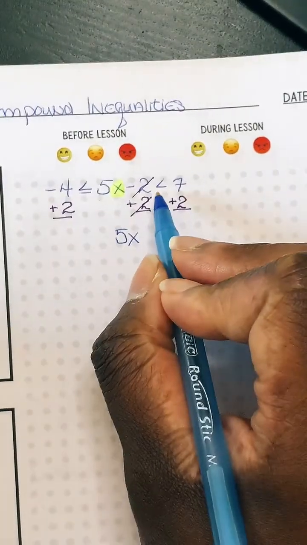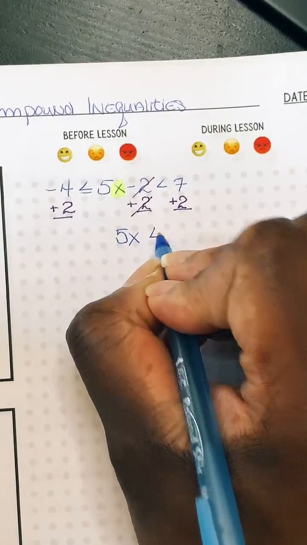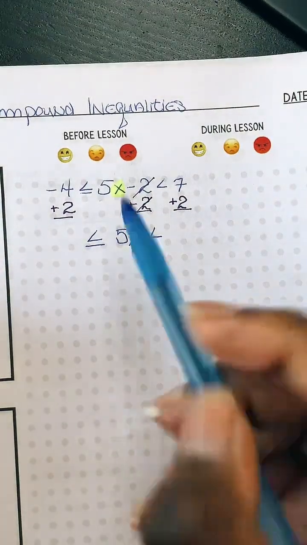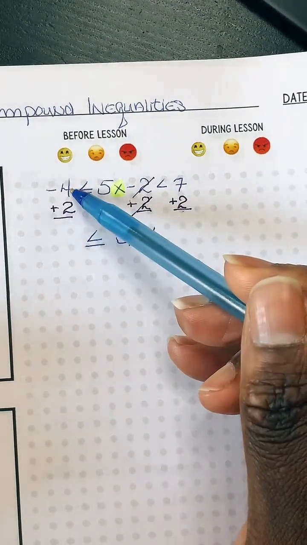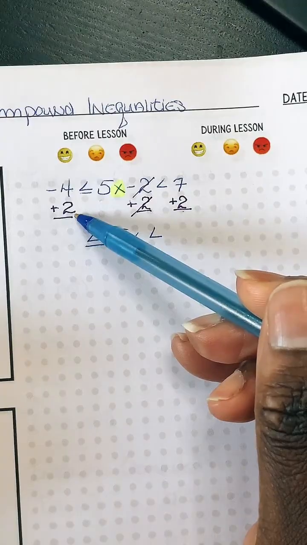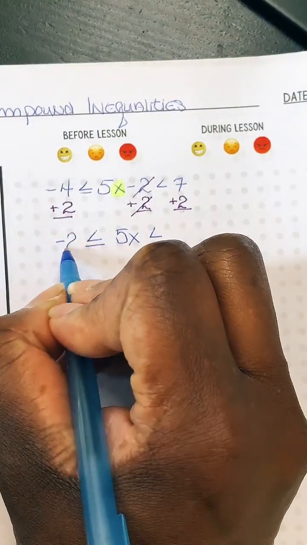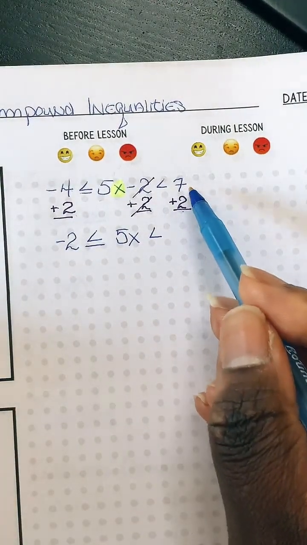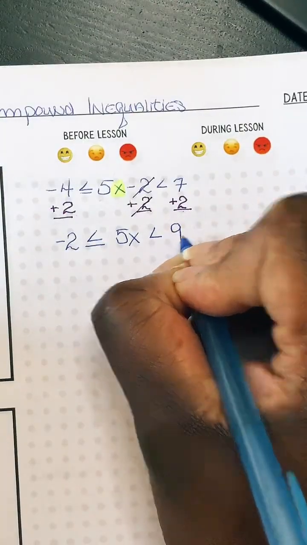Okay? Since I just added 2, my inequalities are exactly the same. But then we're just going to combine our like terms on the ends. So negative 4 plus 2, that gives me a negative 2. Then 7 plus 2, that gives me a 9.